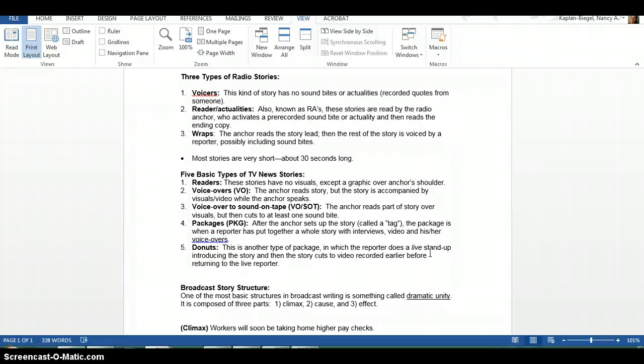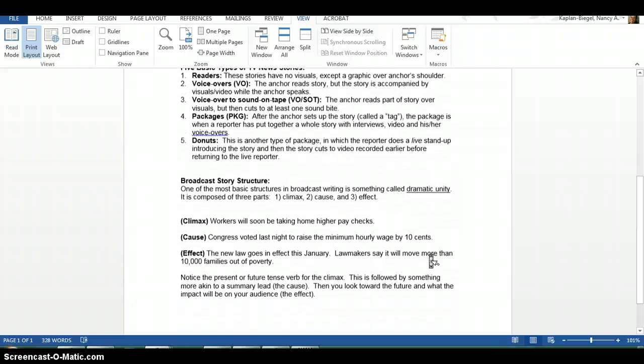Perhaps earlier in the day, going back to the tornado example, that reporter went around and interviewed business owners and homeowners and the police or fire chief, etc. And that story will run, and then it'll cut back to the live reporter. And then finally, what I really want you guys to know for what we're going to be doing over the next couple of assignments is broadcast story structure.